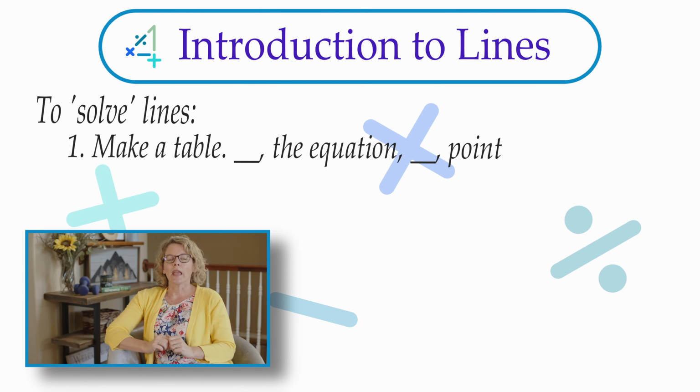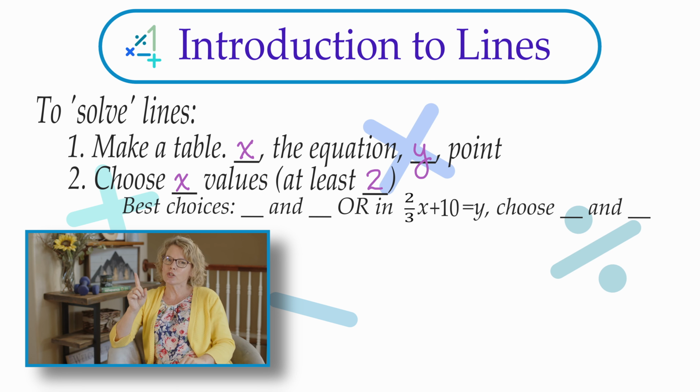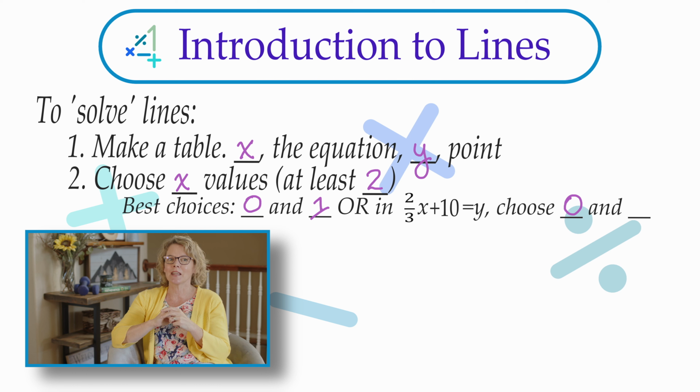Step 1, make a table with x, the equation, y, and then point across the top. Step 2, choose your favorite x values, at least two of those. The best choices would be 0 and then 1. Or if your equation has a fraction like this, 2/3 x plus 10 equals y, choose 0 and then the denominator next to the x, in this one 3, so that the fractions will go away.